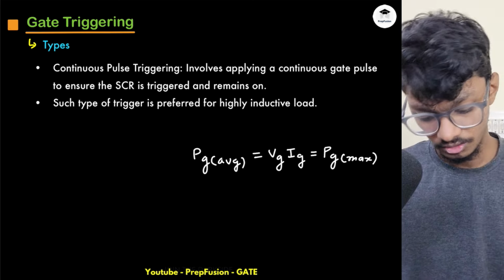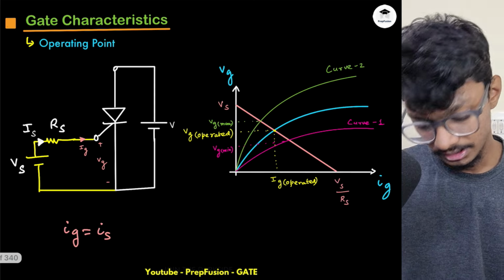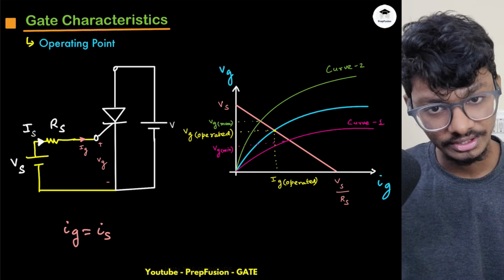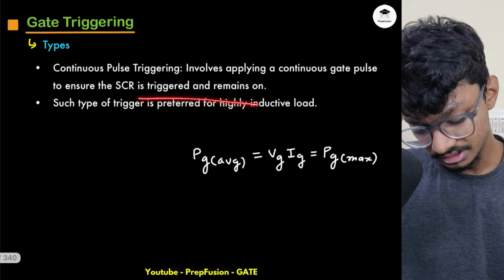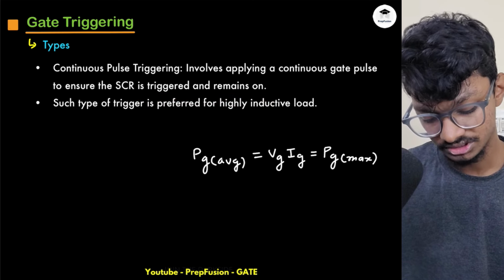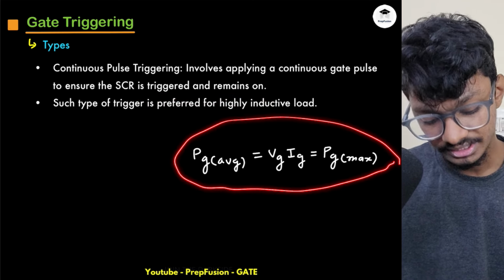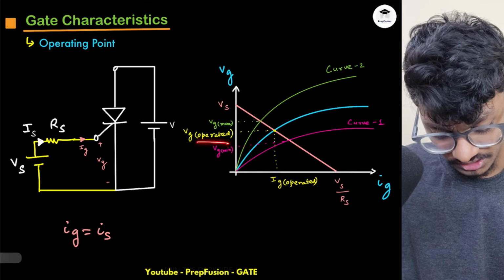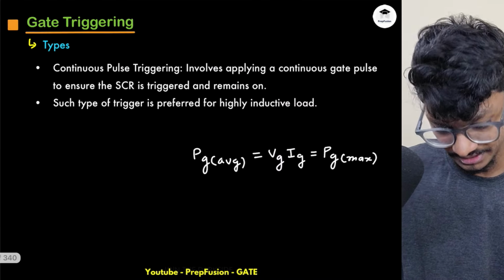The gate current is not being taken out of the supply. The gate current is always present, the gate voltage source is always present, and it is triggered and it remains on, the gate source remains on. So hence what happens is there is huge power loss because it is always on, right? What do I mean by this? This VG operated and IG operated is always present.